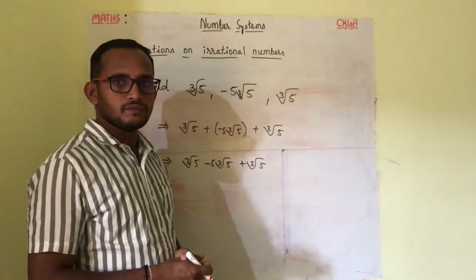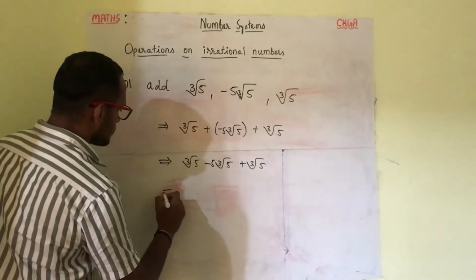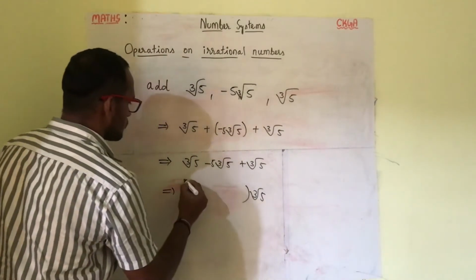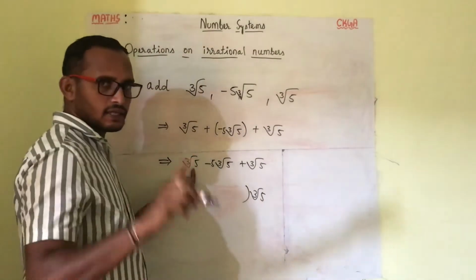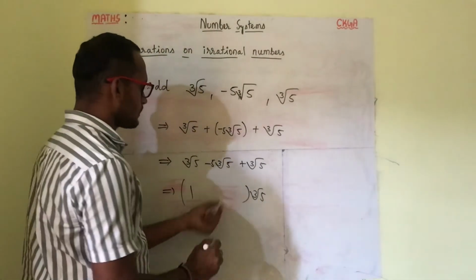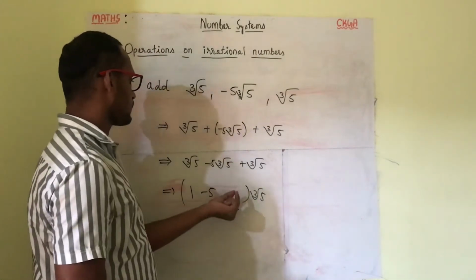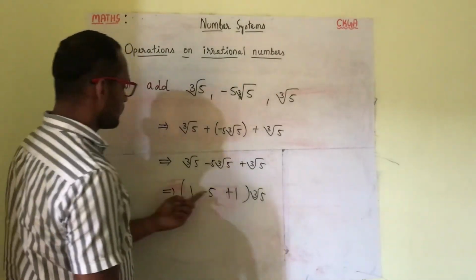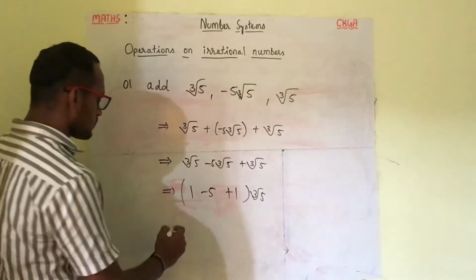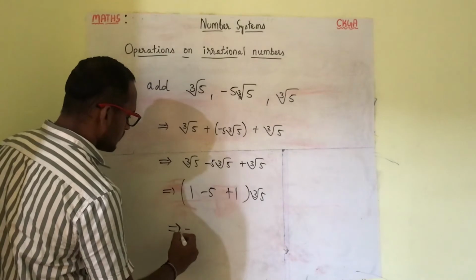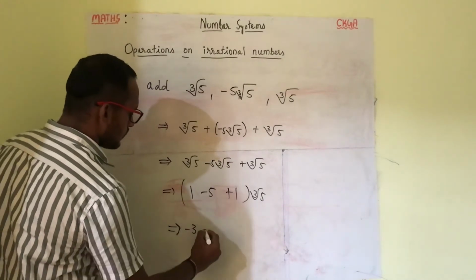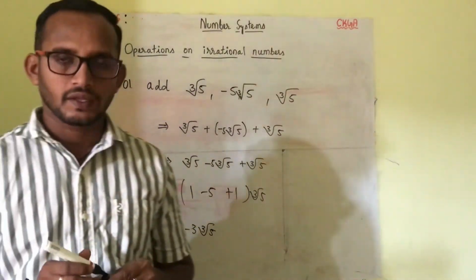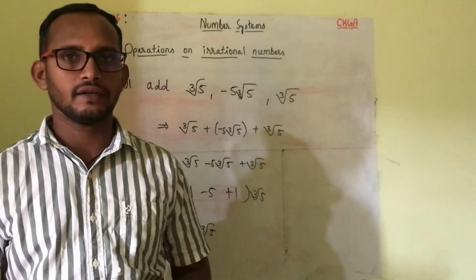So no problem. Now it's time to take the common factor. The cube root of 5 is common. What remains in the first one? How many cube root of 5s are there? 1 cube root of 5. Here, minus 5 cube root of 5. And here, how many cube root of 5 are there? That is 1. So 1 plus 1 is 2, 2 minus 5 is minus 3. The final answer is minus 3 cube root of 5. That was the operation of irrational numbers with respect to addition and subtraction.